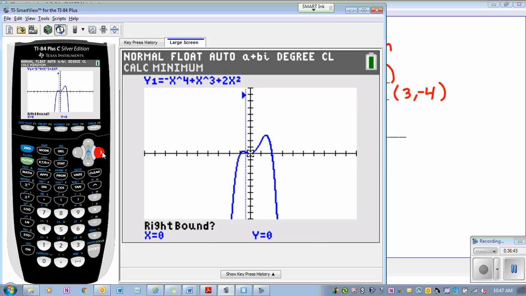Go back to your starting point. And then now your calculator is saying go to the right. So hit the right arrow. 1, 2, 3. Hit enter. When it says guess, hit enter again.